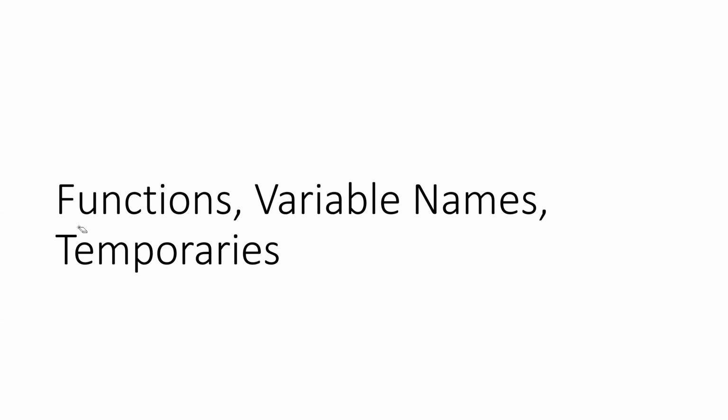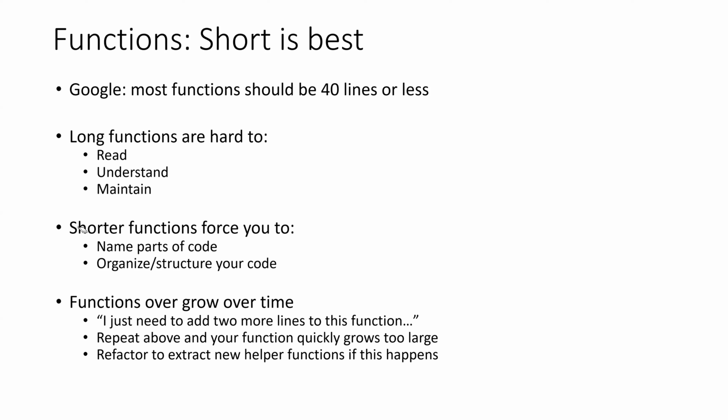Okay, so let's talk first about what should I be doing in functions? How should I do variables? Should I have a lot of temporary variables or not? So, some basic structures. You want mostly short functions. Google's coding guide, which is a pretty good one, and I have a link to it at the end of this presentation, says most functions should be 40 lines or less. So shorter is fine, right? Lots of short functions is good.